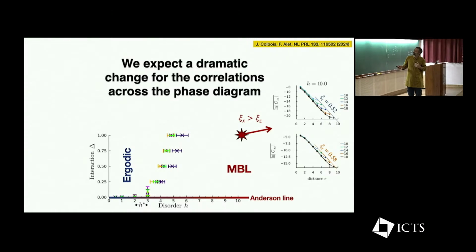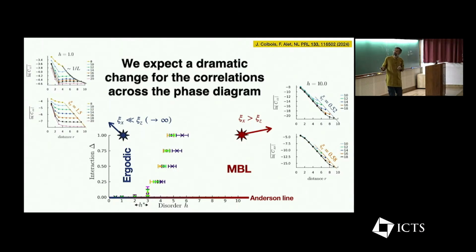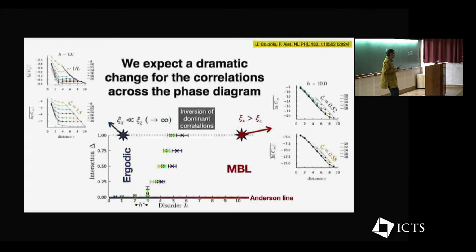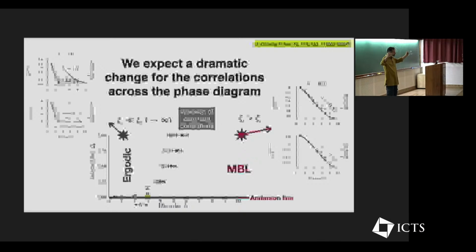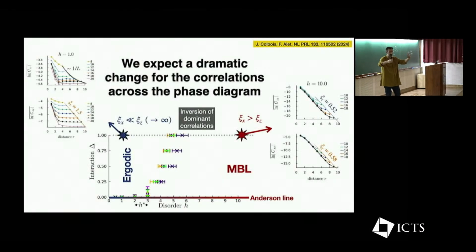This is a point, for example, here in the MBL regime, where we see that both components decay exponentially with this hierarchy. It's not exactly a factor of 2 in that case, but still psi x is larger than psi z. Then on the other side, there is a completely different decay of the correlation function, where psi x remains finite, but psi z is formally infinite. So further we expect an inversion of the dominant correlation across this line, and something even more important to happen.